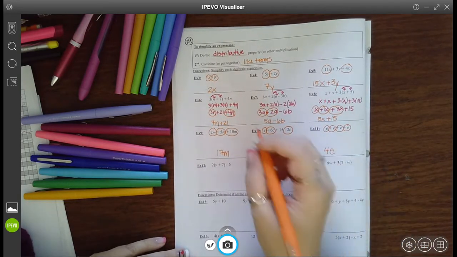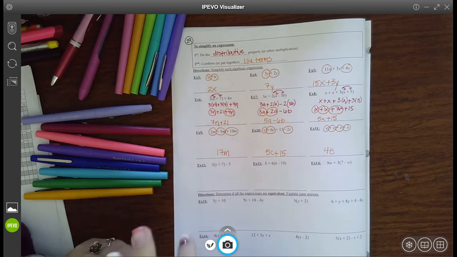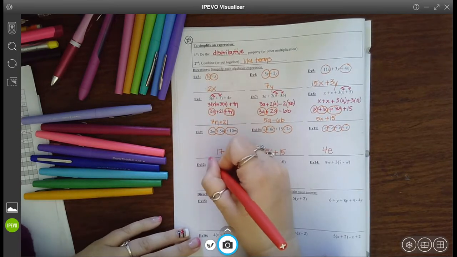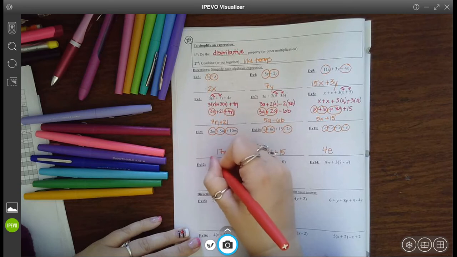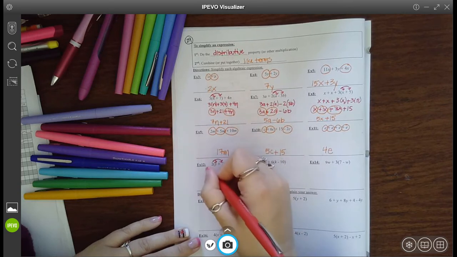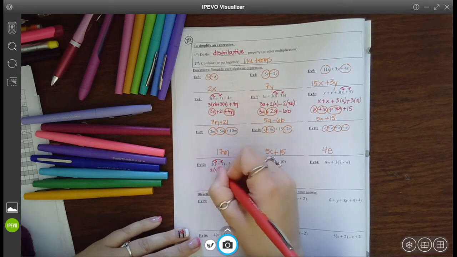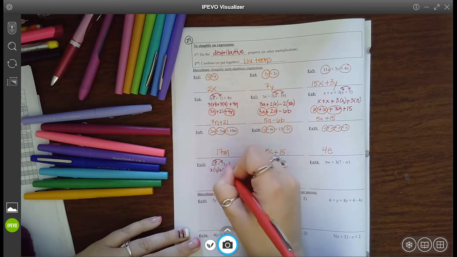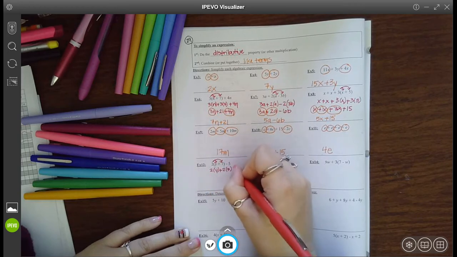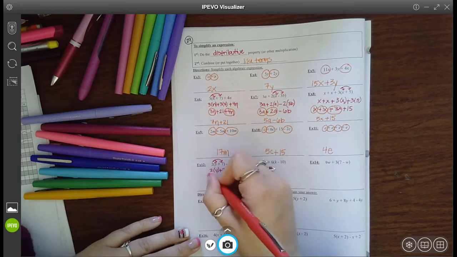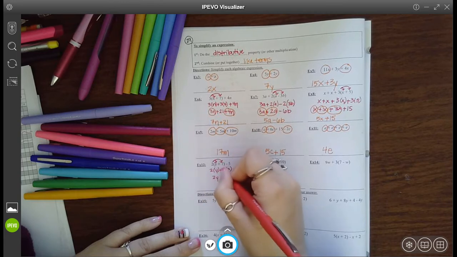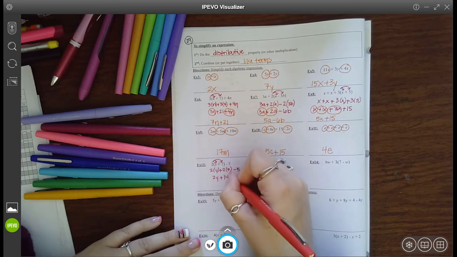Okay, here's another tough one. I first need to distribute. So you have 2 times y plus 2 times 7, and then bring down that minus 5. 2 times y is 2y, plus 2 times 7 is 14.